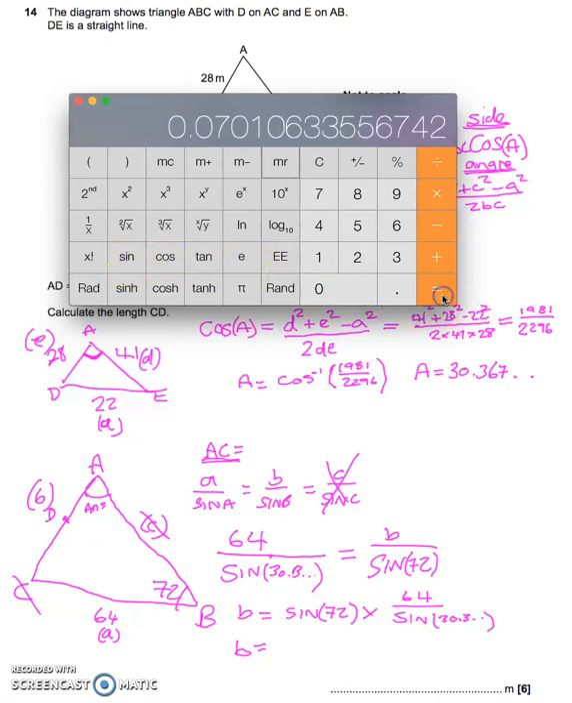Fingers crossed. No, it hasn't done what I wanted it to do, because that doesn't make any sense. So let's try it again. 72 multiplied by sine. Multiply that by 64 divided by, I'm going to put in 30.367 sine, equals. There we go, that's better. I don't know what happened the first time, but this makes more sense because this is a measurement. This is 64, this is 28. We reckon that A to C is 120.4 and so on.